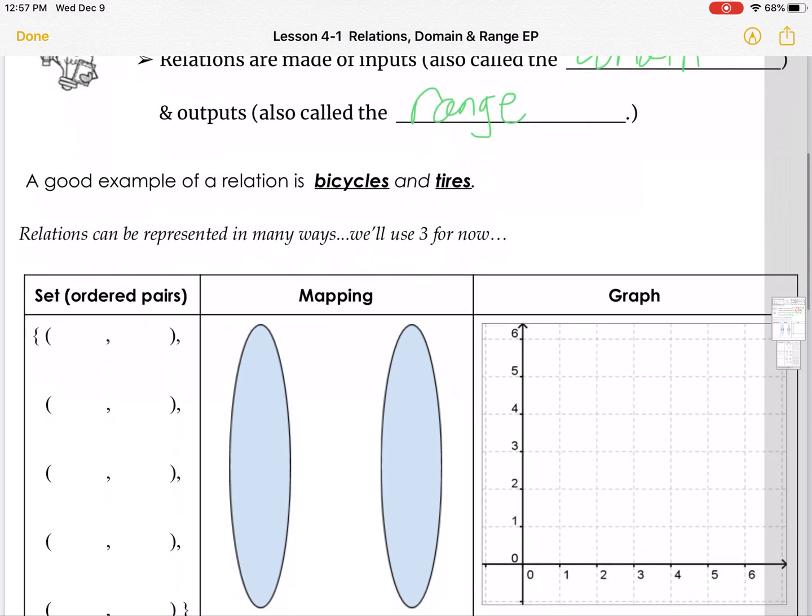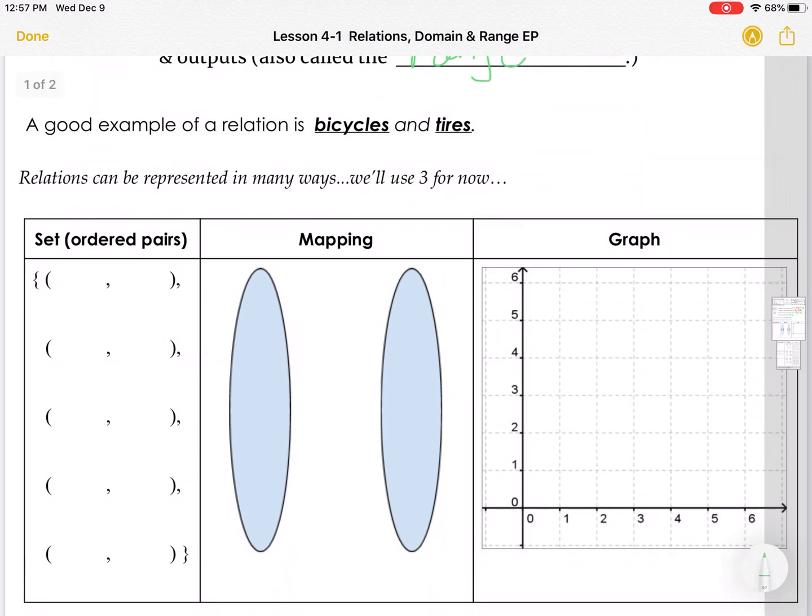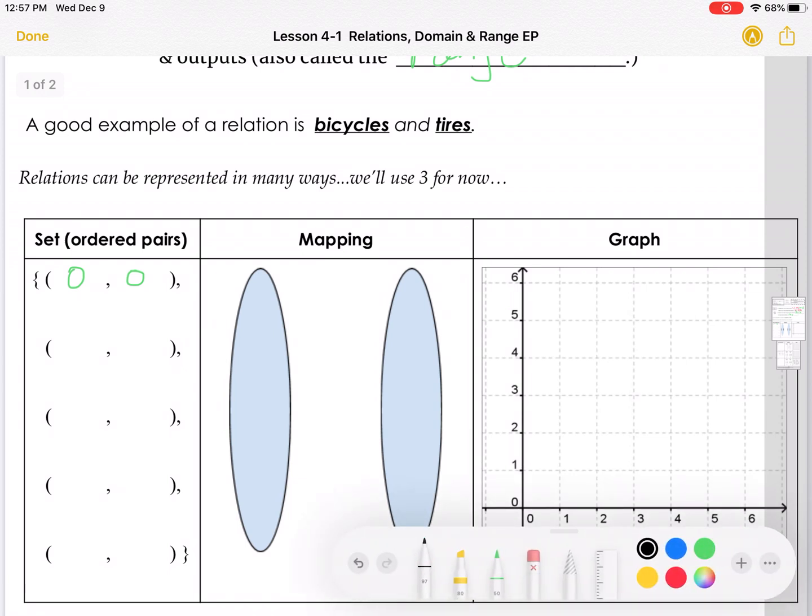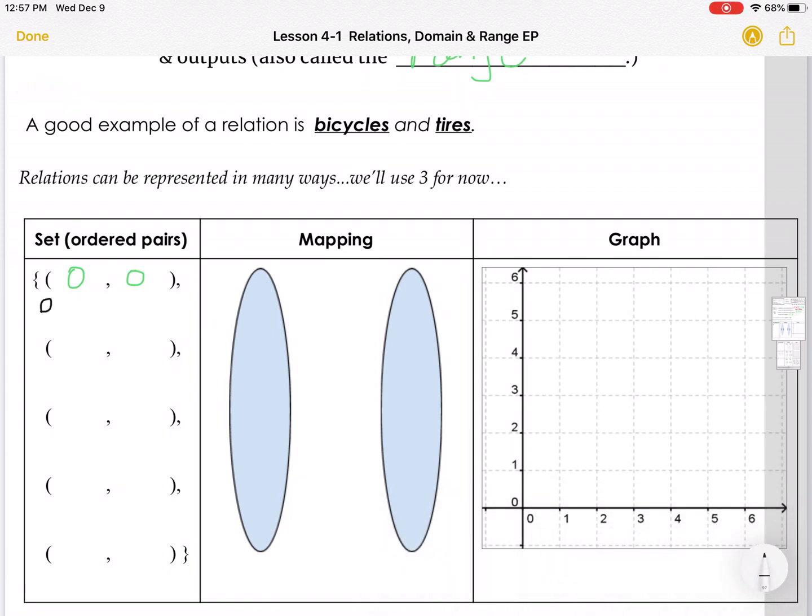Well, when we have 0 bicycles, if I have X be my bikes, I'm going to have 0 tires. One way I can represent that is by saying (0, 0). If X is my domain, and my domain represents the number of bicycles that I have, then that's going to be mapped to a range of 0. I'm going to have 0 tires. So 0 is going to be mapped to 0. Another way I can represent that is with an arrow. So I map 0 to 0, in a mapping.